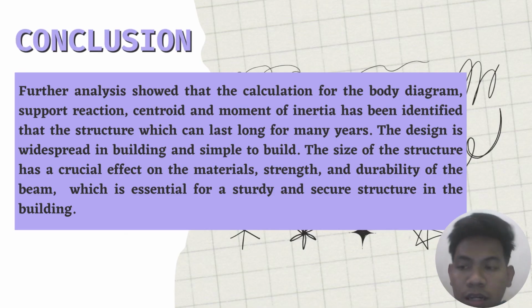As for the conclusion, further analysis shows that the calculation for the free body diagram, support reaction, centroid, and the moment of inertia has identified that the structure can last long for many years. The design is widespread in buildings and simple to build. The size of the structure has a crucial effect on the materials, strength, and durability of the beam, which is essential for a sturdy and secure structure in the building.